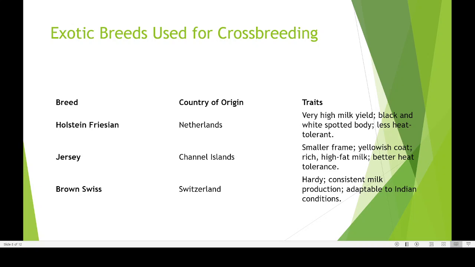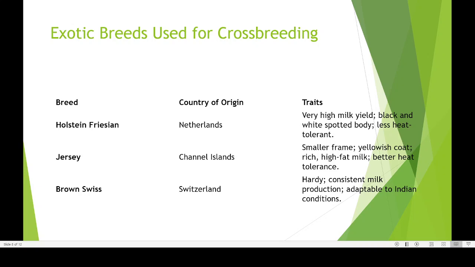See here you can see that. This is the Jersey. Compared with the Holstein Friesian, the Jersey almost looks like a normal cow here. You can see that it is brownish in color. So this is the Jersey, same as our normal cattle, smaller frame, yellowish coat, and better heat tolerance. This is why the Jersey cow is popular here compared with the Holstein.